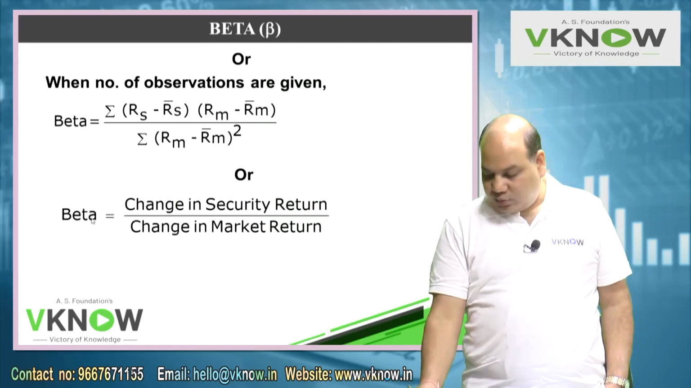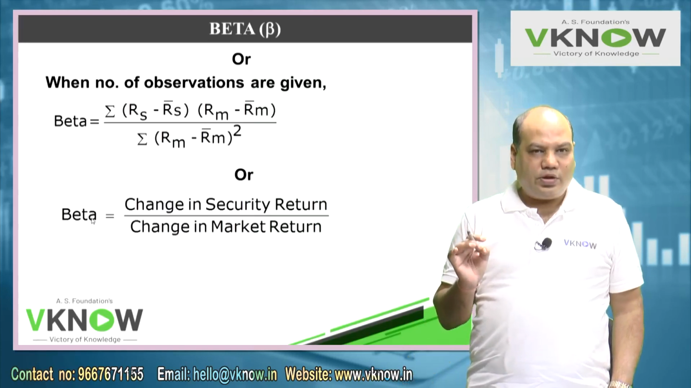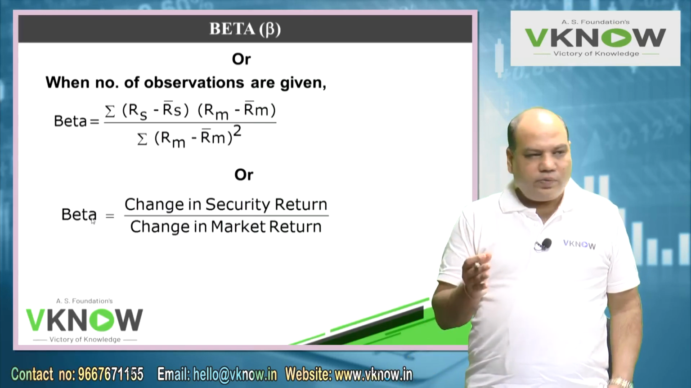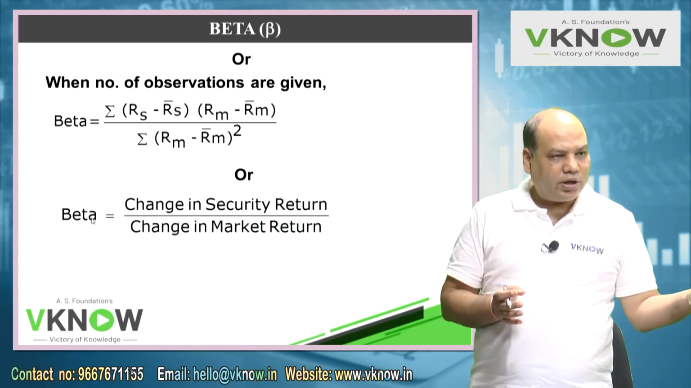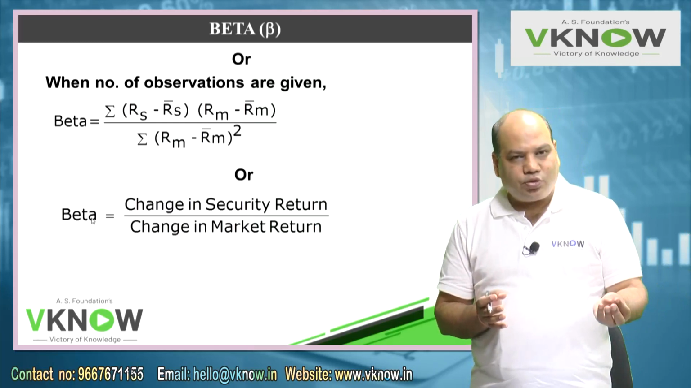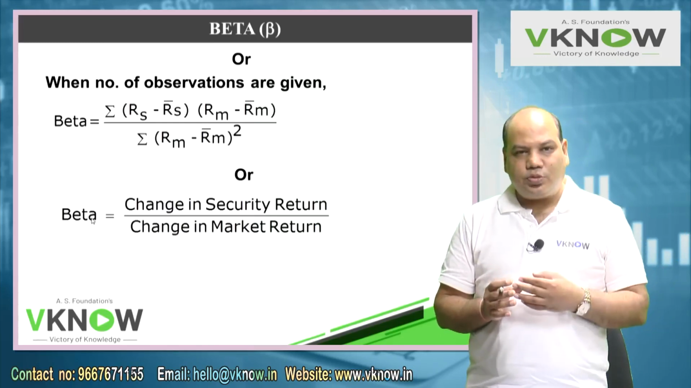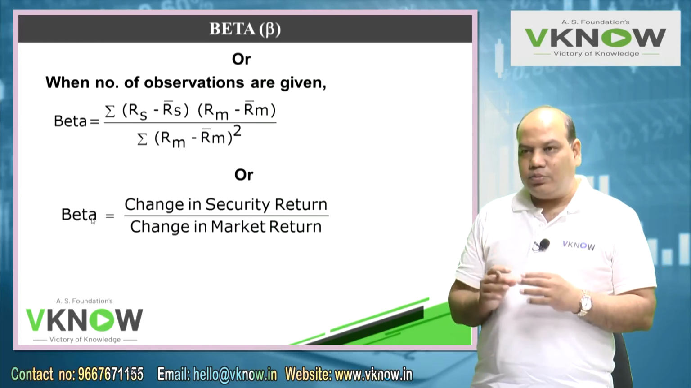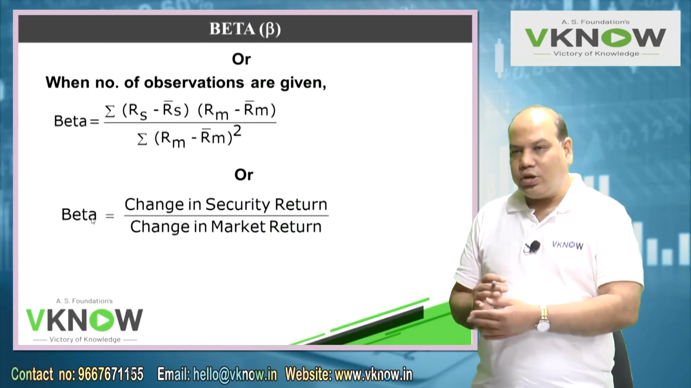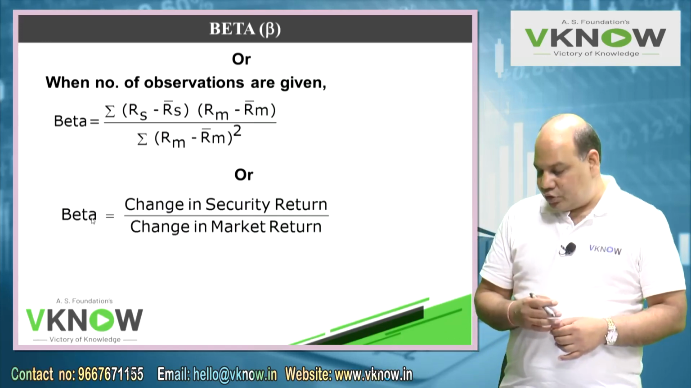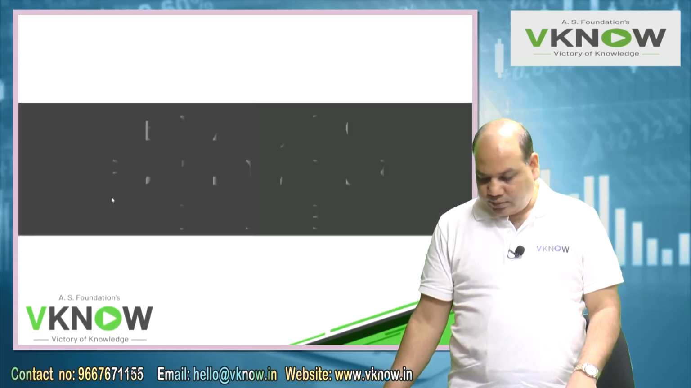Or this formula can be used when only 2 years of data is given, or you are given data of 2 periods. In 2018, market return was so much, stock return was so much. In 2019, market return was so much, stock return was so much. So in that kind of problem where only 2 figures are given for market return and stock return, the beta is change in security return upon change in market return.